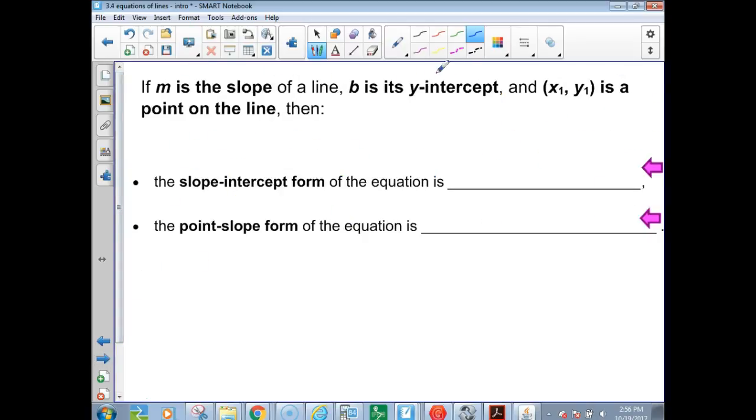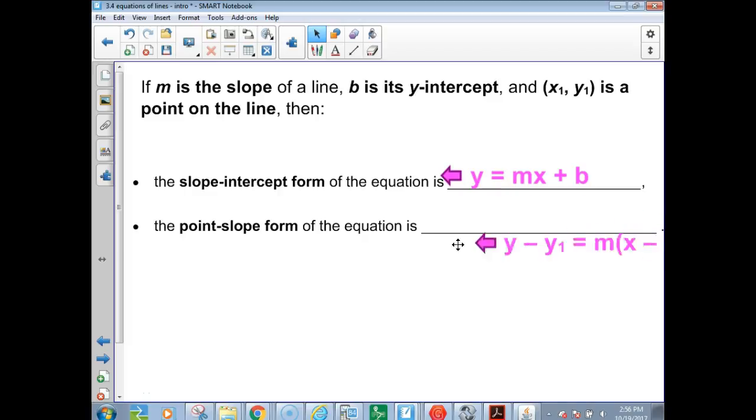If m is the slope of a line and b is the y-intercept and x1, y1 is a point on the line, then we can do the following. The slope-intercept form is y equals mx plus b. B is the y-intercept, m is the slope. The point-slope form of the equation of a line is y minus y1 equals m times x minus x1. Does anybody need this still?